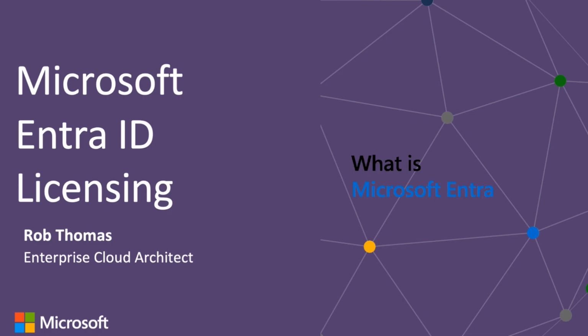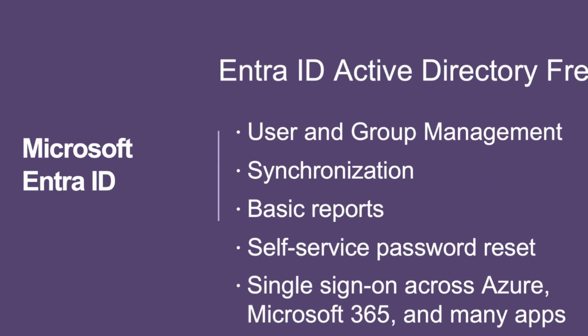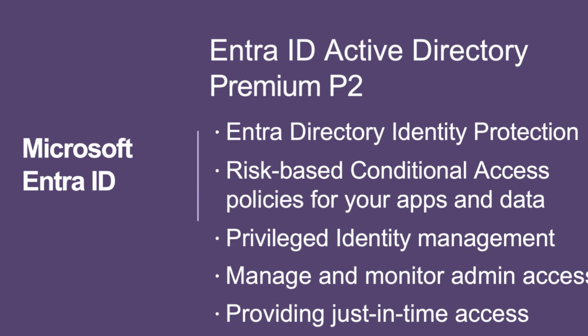But let's say you want something with a little bit more power. This is where we're going to get into P2. So this is a top tier security option. It's not the highest. It's one step down from the highest. And you get identity protection for risk-based conditional access. You get privileged identity management to monitor and manage admin access, and then just-in-time access for added security when it matters. Now, for organizations or startups seriously thinking about security, I highly recommend P2, and it is the way to go.